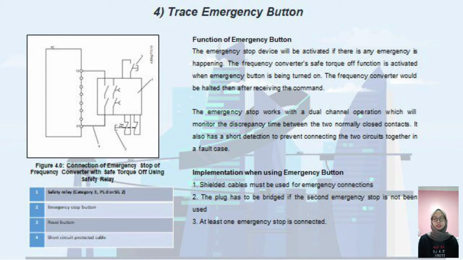After that, I will explain a bit about the implementation when using the emergency button. When we use the emergency button, the cable in the circuit must be used. The type of cable used is shielded cable, and then the plug has to be bridged if the second emergency stop is not being used. And lastly, at least one emergency stop is connected.